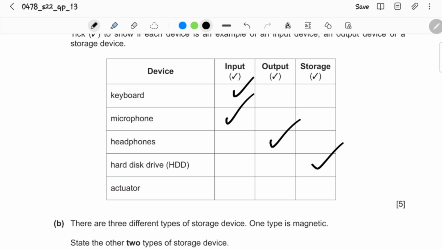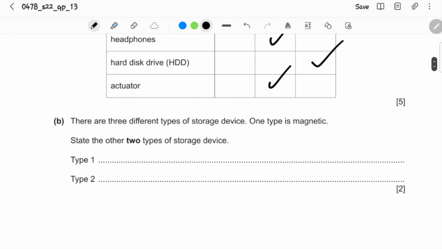An actuator, now let's see. Technically it does stuff for you, so it's an output, isn't it? Because that's the definition of an output, right? It gives you information. Actuators give you information, so I'll put it there.